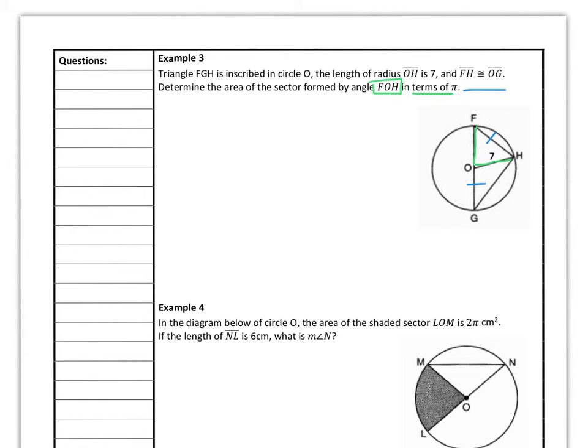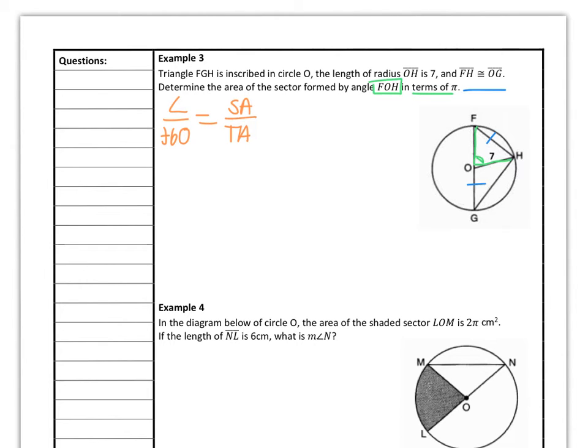So thinking about my formula, if I first jot that down off to the side, angle over 360 equals sector area over total area. Now, I'm looking for the sector area based on the question. Again, determine the area of the sector. So that means this has to be my x, which means I have to be able to fill in both of these other spots. So I'm first going to try and figure out, well, what is my central angle going to be? What's the measure of angle FOH?